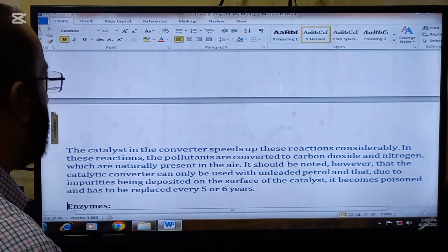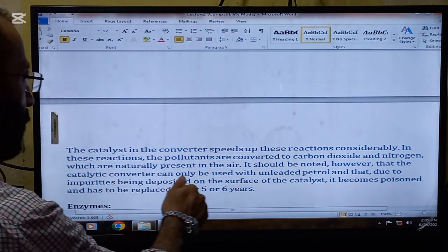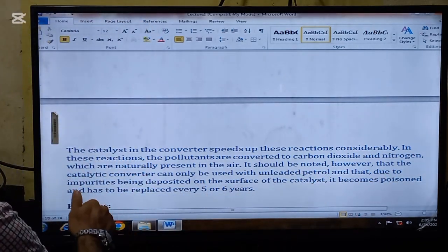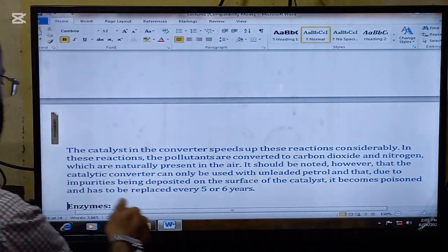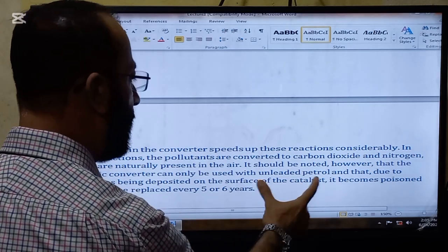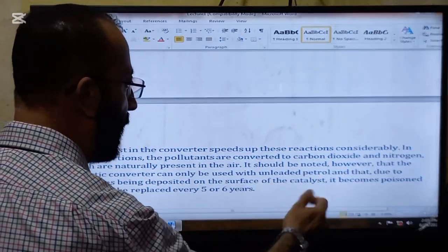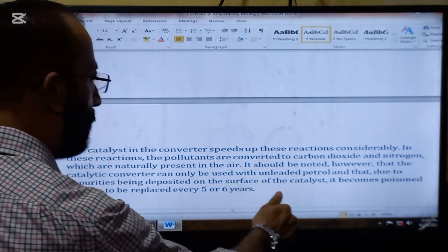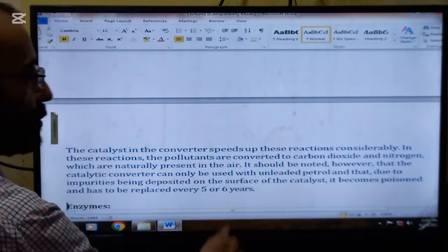The catalyst in the converter speeds up this reaction considerably. In these reactions, the pollutants are converted to carbon dioxide and nitrogen, which are naturally present in the air. It should be noted, however, that the catalytic converter can only be used with unleaded petrol. So this is the condition. Catalytic converters require unleaded petrol, because impurities are deposited on the surface of the catalyst, it becomes poisoned and has to be replaced every 5 to 6 years.